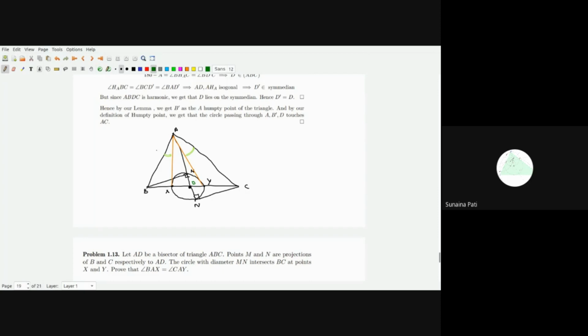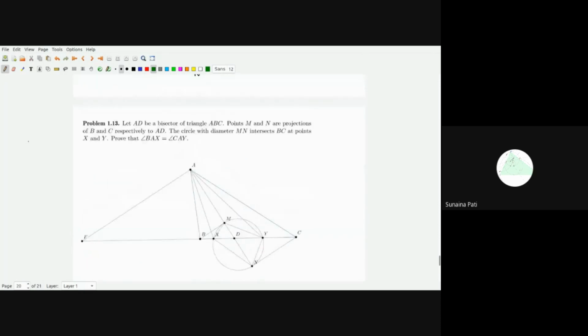Okay, yeah. Basically, now I can spoil the diagram. Can I add the diagram? I hope it's a nice diagram. Basically, what Siddharth said. Add the external angle bisector of A and intersect it with BC. Call that point F.